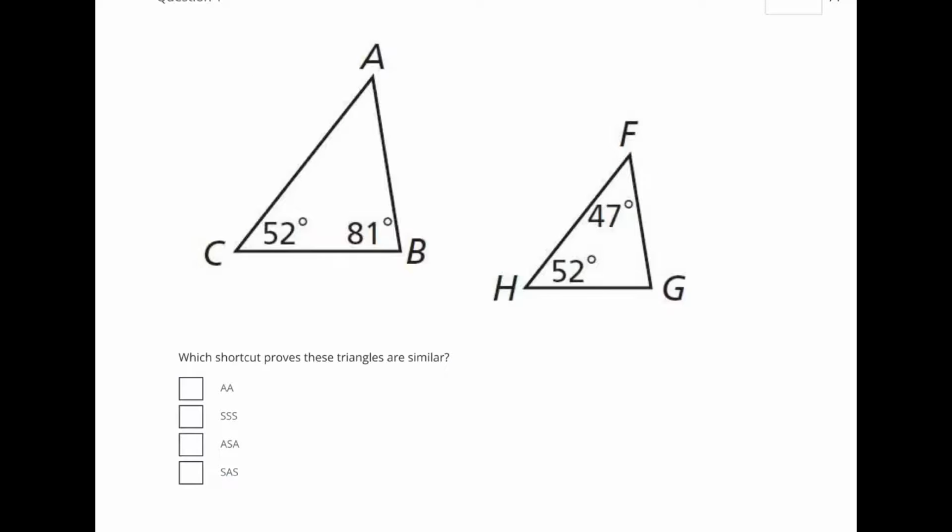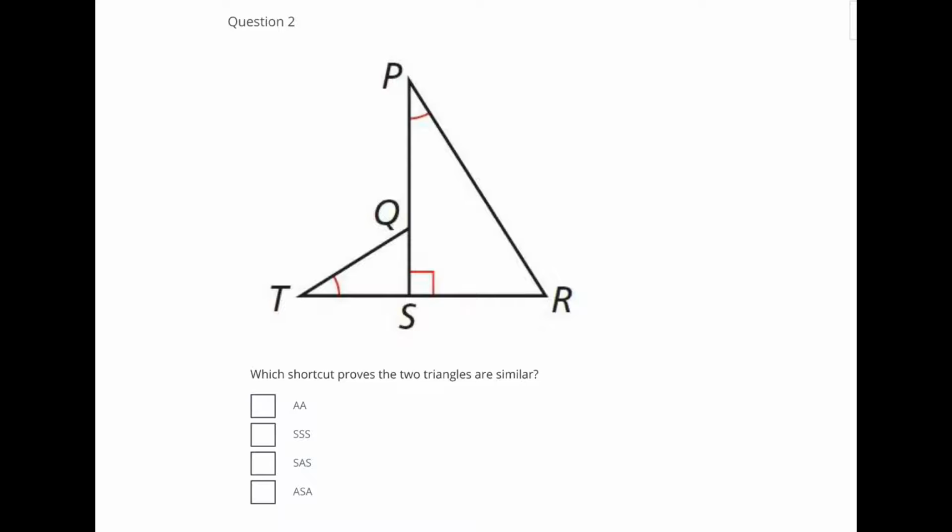So jumping into 7.3 then, if I subtract from 180, I can figure out the missing angles. There are 47 degrees here and 81 degrees here. Since 2 of the angles are the same, that means all 3 are, so this is angle, angle. Since this is 90 degrees here by a linear pair, so is this, so 2 of the angles are equal, which means all 3 are. Angle, angle proves that they are similar.